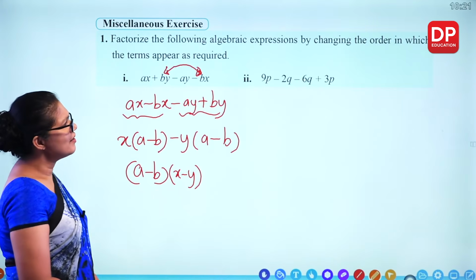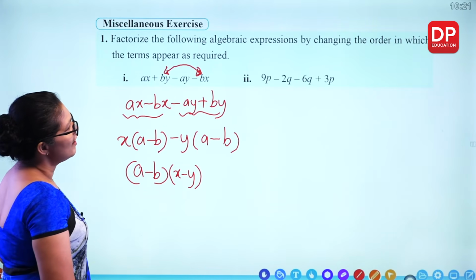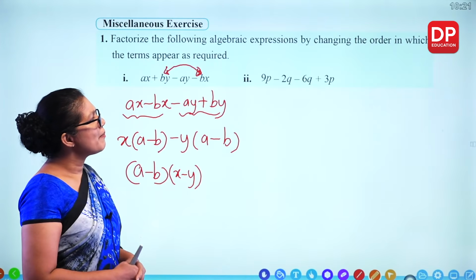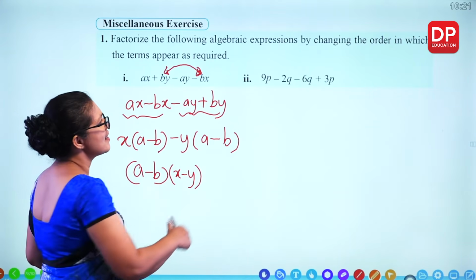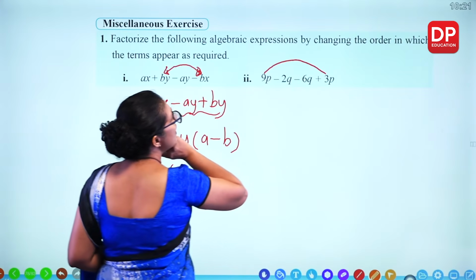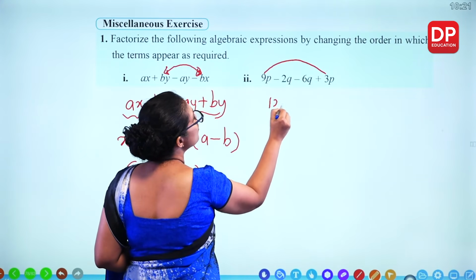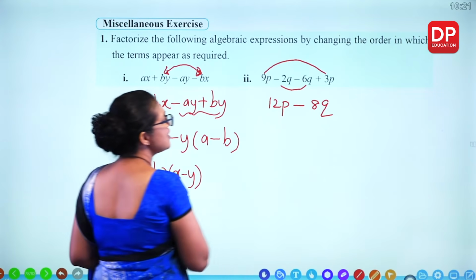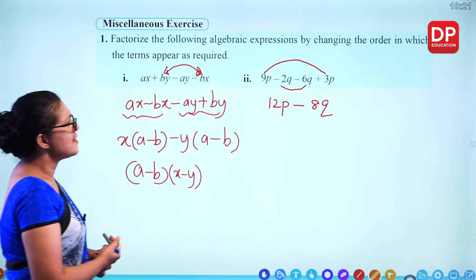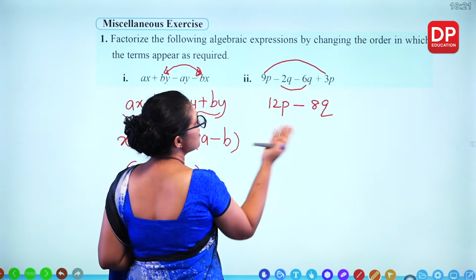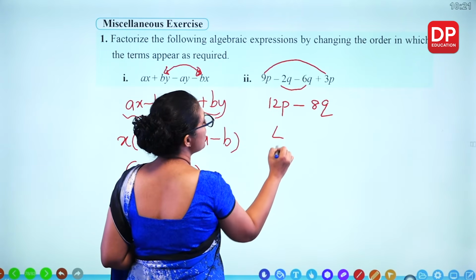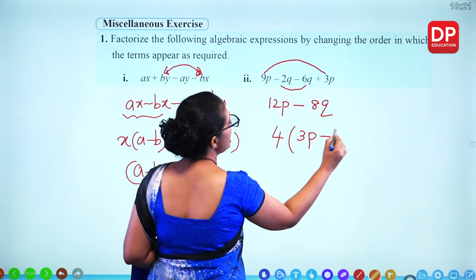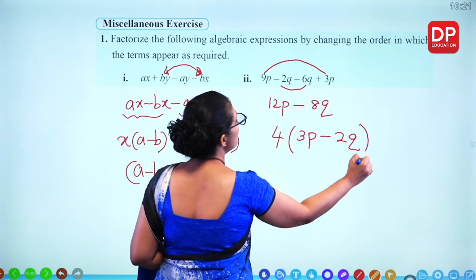Now look at this one. What can you see? Here like terms are there. So you don't need to take two terms separately and factorize. Here first we'll simplify. 9p plus 3p, 12p. These two you get minus 8q. Now factorize the expression. Take the common term out. 4 is common. Take it out. You get 3p minus 2q.